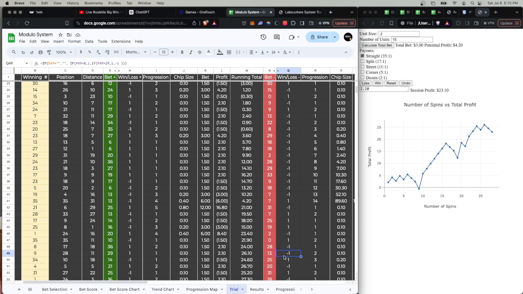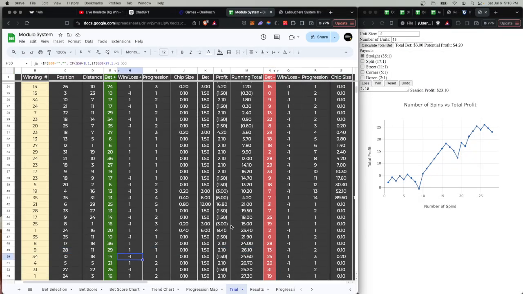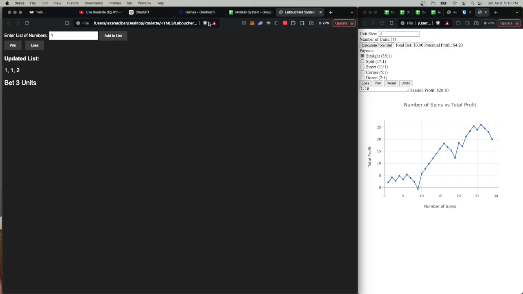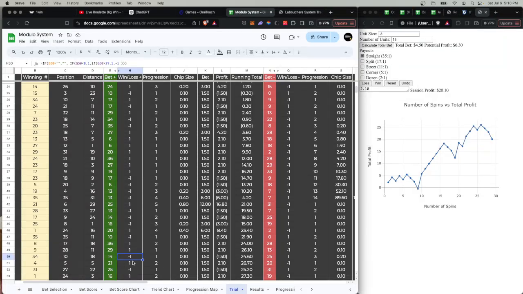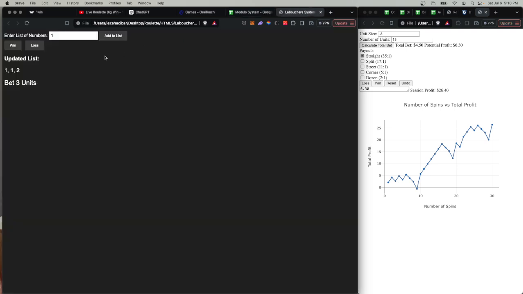And we are here. So we're switching trends. And we lose again. So it's another loss. Now we're on a 3 unit bet. Calculate. And it's a win. So win. We go to our progression. It's a win. So now we're down to 1.